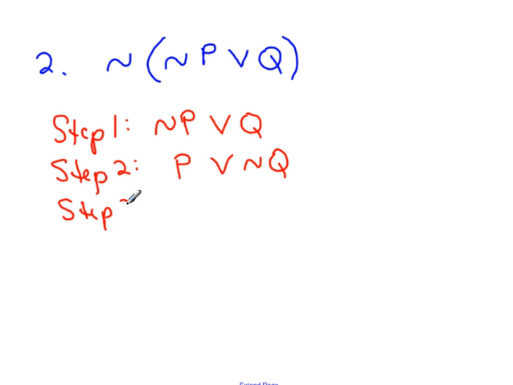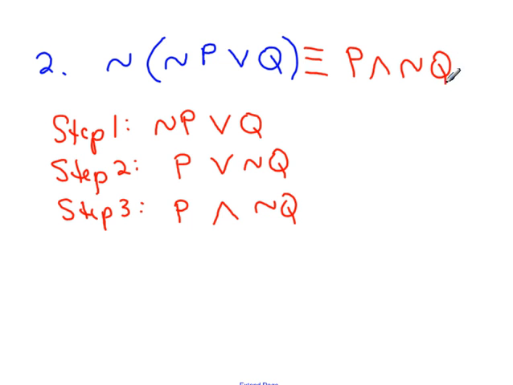Step 3. Change the disjunction to a conjunction in this problem. So flip it. Oops, sorry. Wrong symbol. We want this symbol. And lastly, we want to write our equivalence. So logically equivalent, 3 bars, and write your final answer in step 3. And there you have it.